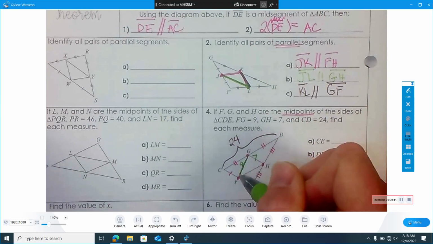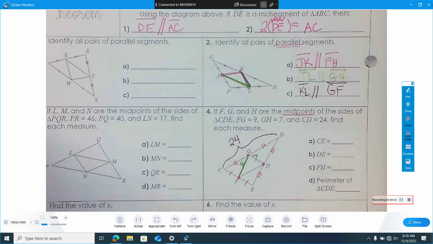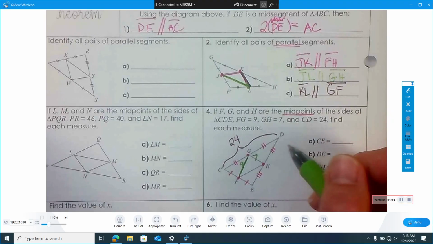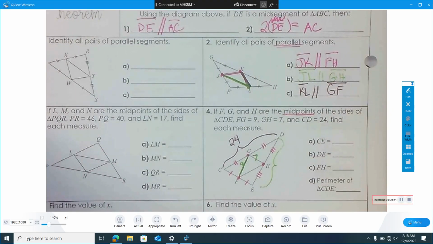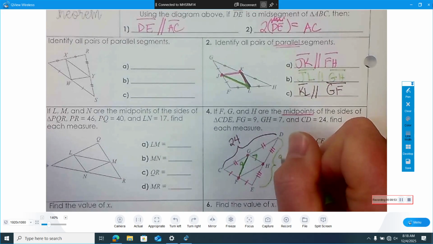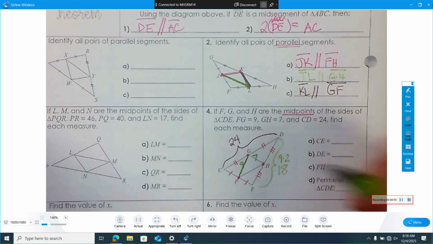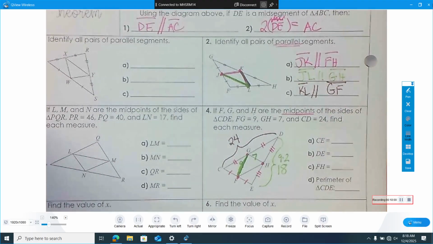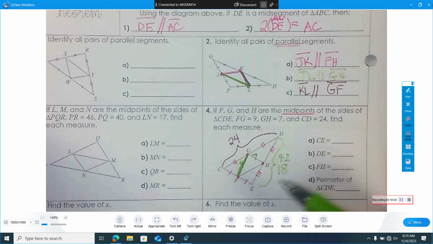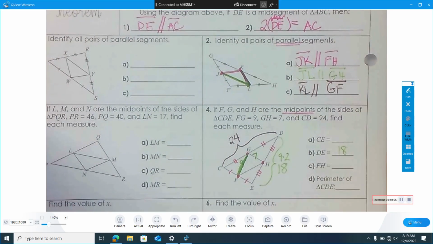Here, GF is a midsegment. What is the length of the third side then? 18. How'd you get 18? 9. It's double the side that is its midsegment. It's twice its midsegment. So 9 times 2 is 18. So DE is 18.